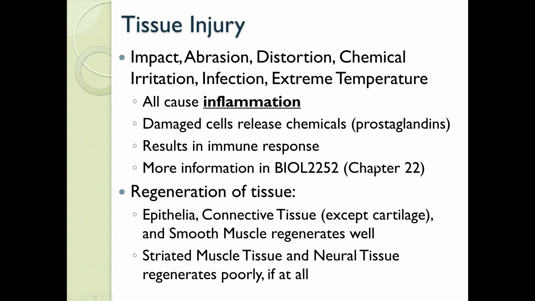Striated muscle tissue, so that is skeletal muscle tissue and cardiac muscle tissue, and neural tissue all regenerate poorly, if at all. So these are the tissues that you want to take care of: your heart, your skeletal muscles, your brain, your spinal cord, your peripheral nerves, because you're going to get very limited regeneration of those tissue types.